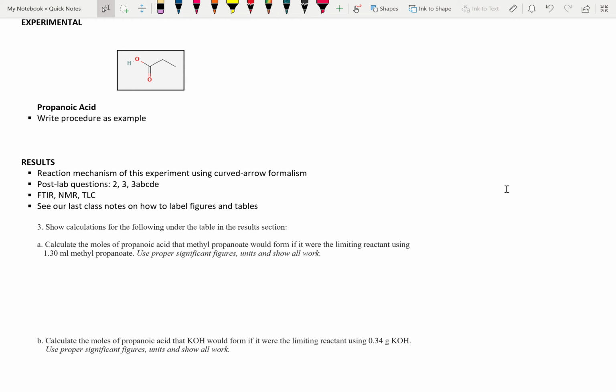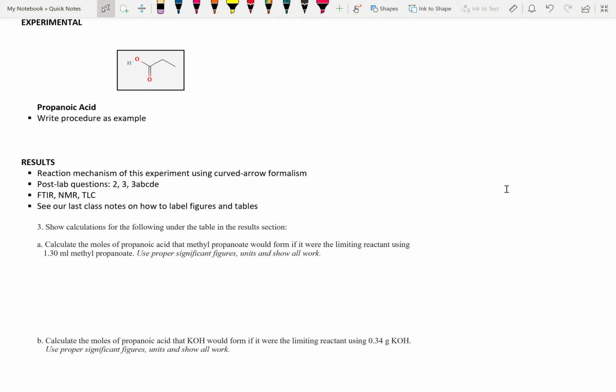If you can refer to my other packet, it'll show you how to label your tables. Make sure you're labeling everything in chronological order. Then put your results of your FTIR, your NMR, and your TLC plates.